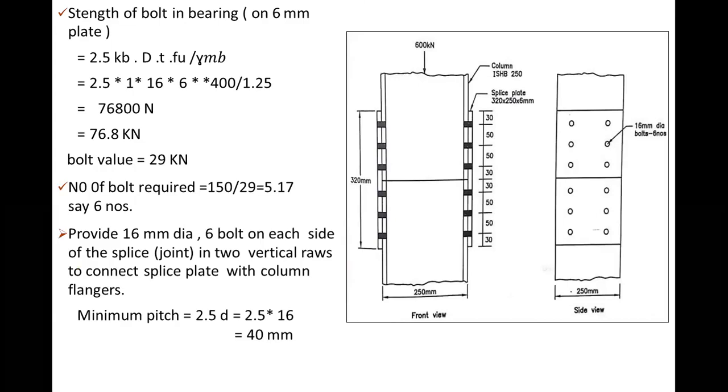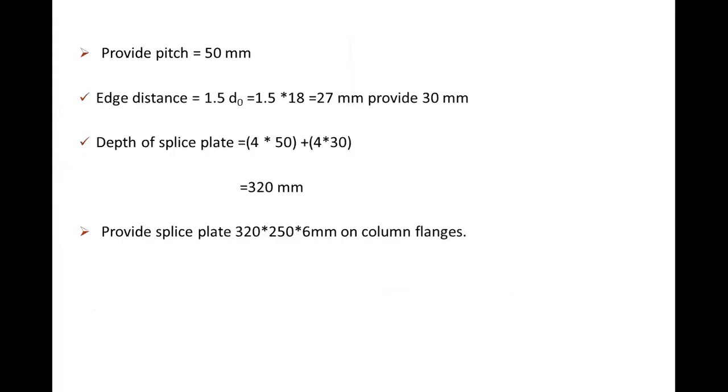So minimum pitch distance is equal to 2.5 multiplied by d. d is equal to the diameter of the bolt. So our minimum pitch is equal to 40 mm. Provide pitch equal to 50 mm and end distance equal to 1.5 d0. d0 is equal to the diameter of the hole. So here the answer is 27 mm, but we provide 30 mm end distance, right?